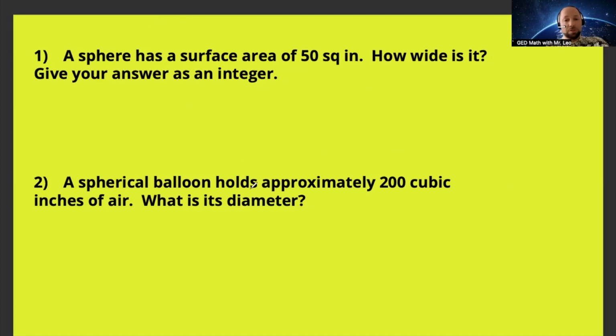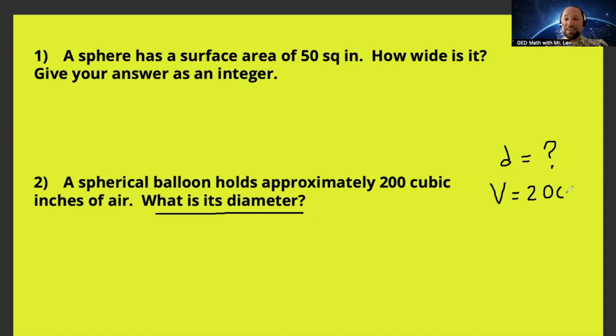A spherical balloon holds approximately 200 cubic inches of air. What is its diameter? We're being asked to find the diameter. And what do we know? It holds approximately 200 cubic inches of air. So what are they referring to? The spherical balloon holds 200 cubic inches of air. That, my friends, is volume. Volume is the space inside an object. Volume is measured in cubic units. So the volume is 200.